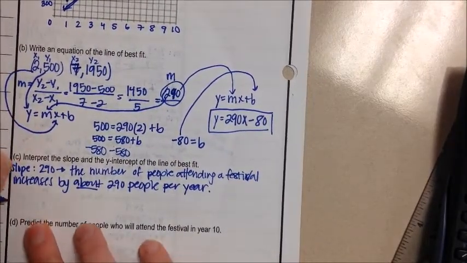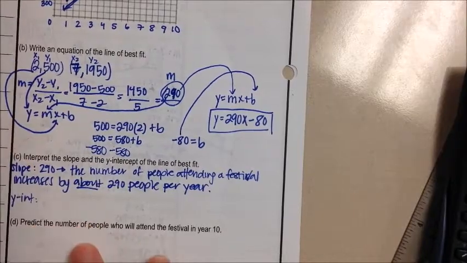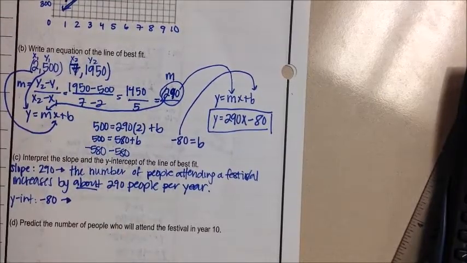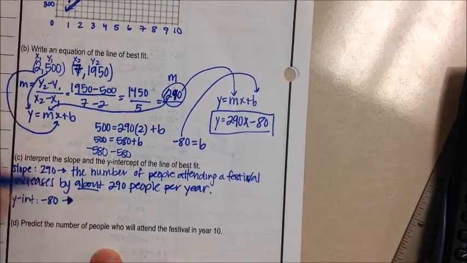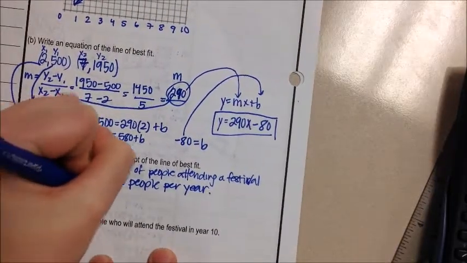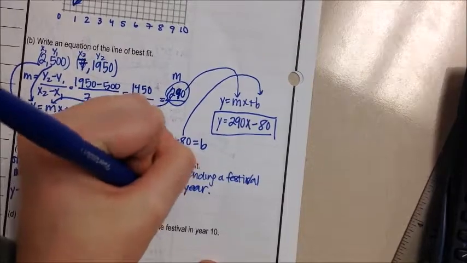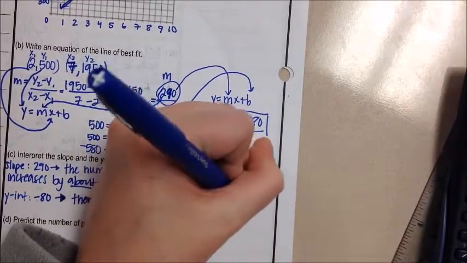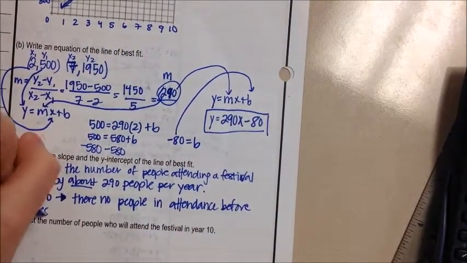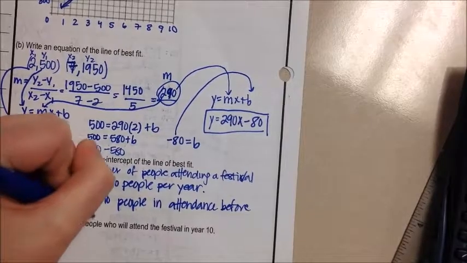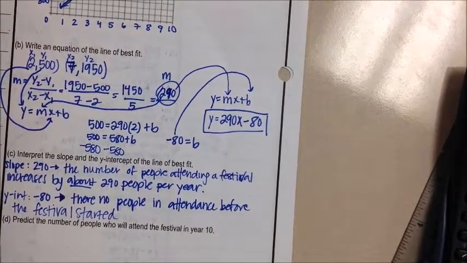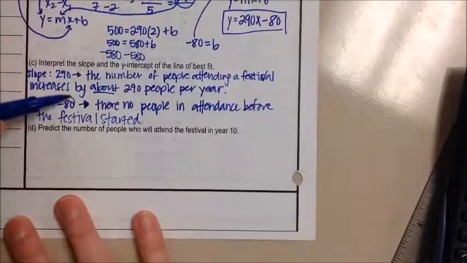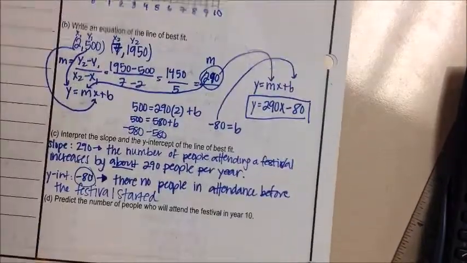Okay, and then we have our y-intercept. Now, our y-intercept is negative, and we're talking about people. So it doesn't really make sense to have had a negative number of people. But we can say that there were no people in attendance before the festival started. Okay, that makes sense. So this was year 1, so obviously before the festival started there wasn't anybody there. We just have negative 80 in terms of our line, so in terms of our estimating.